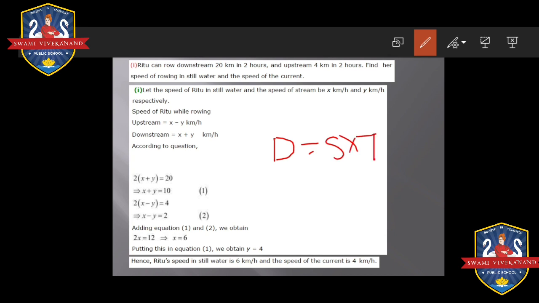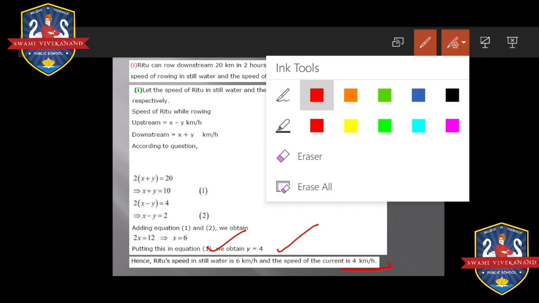Now we have two equations, equation number 1 and equation number 2. We can solve these equations by any of the methods. Here we use the elimination method. We just add these two equations and we get 2x is equal to 12 and x is equal to 6. In the same way, if we put the value of x in any of the above equations, we get y is equal to 4. Hence we can say that the speed of Ritu in still water is 6 km/h and the speed of current is 4 km/h.